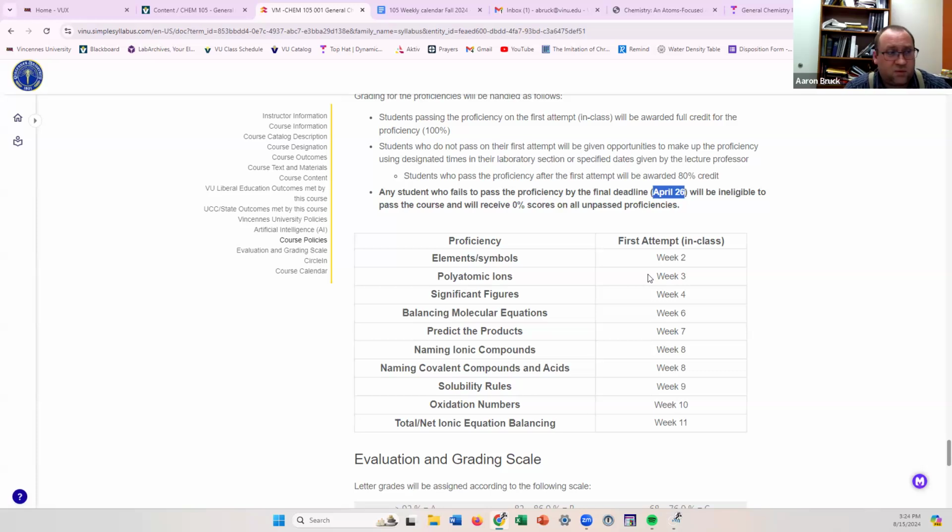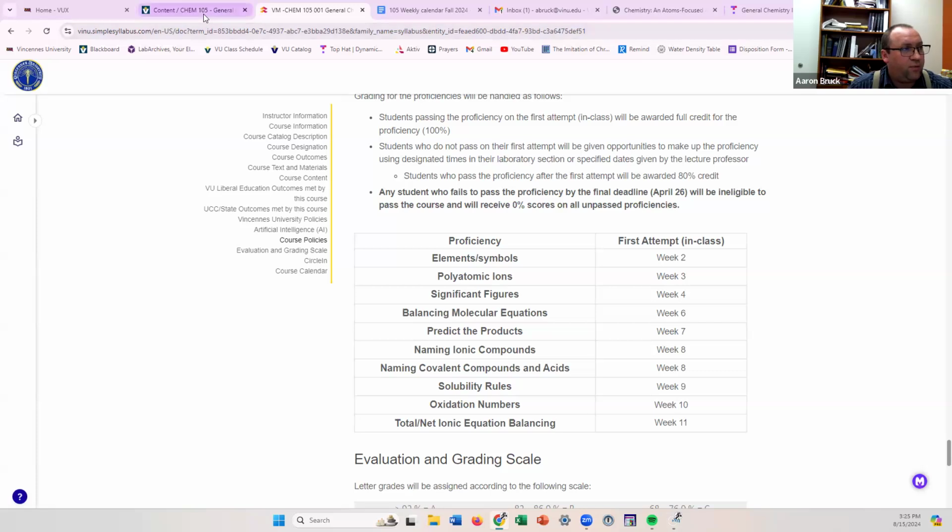For polyatomic ions, it's week 3. For significant figures, it's week 4, and so on and so on. Notice that the last in-class proficiency is during week 11, which means that you have 5 full weeks after that proficiency to finish, should you need to finish because you hadn't passed all of them yet. And like I said, you can start taking makeup proficiencies if you don't pass the first time pretty much immediately. But you can't take the first attempt until we take it in class. So that's what the proficiencies are.